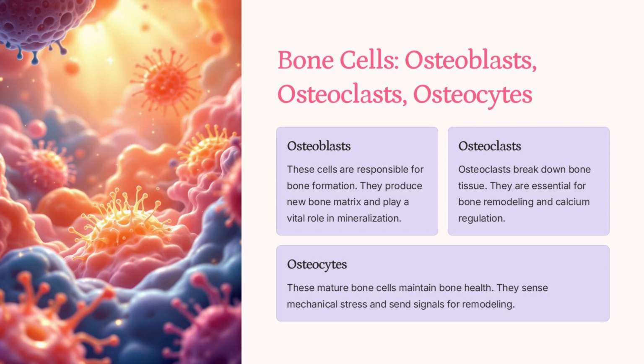Osteocytes are the mature bone cells that maintain bone health. They sense mechanical stress and send signals to trigger bone remodeling when necessary. Understanding the functions of these three key bone cell types is essential for understanding bone biology and how our skeleton is constantly being renewed and adapted.